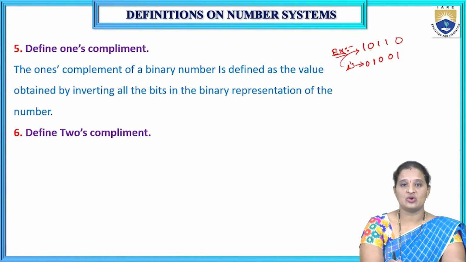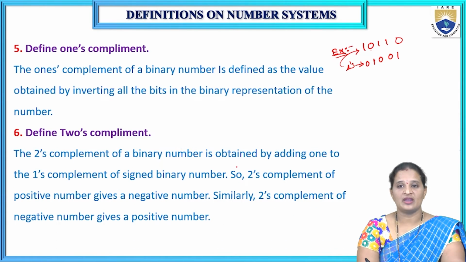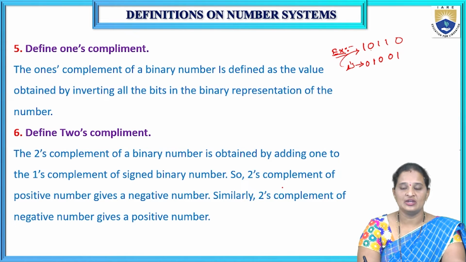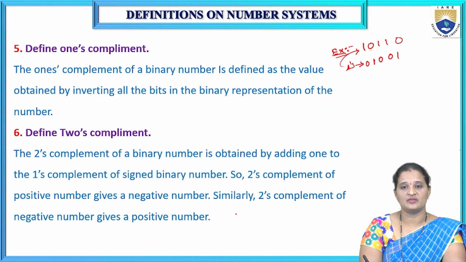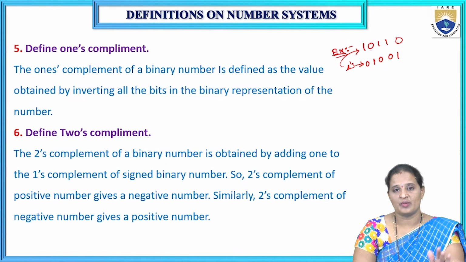Now coming to the two's complement, how can we define a two's complement? The two's complement of a binary number is obtained by adding 1 to the one's complement of the signed binary number. So the two's complement of a positive number gives a negative number. Similarly, the two's complement of a negative number gives the positive number. Complement is nothing but changing the polarity of the number, that means negative to positive and positive to negative.